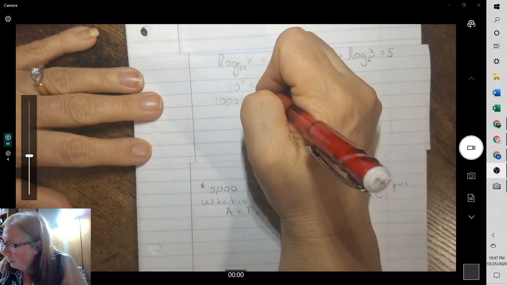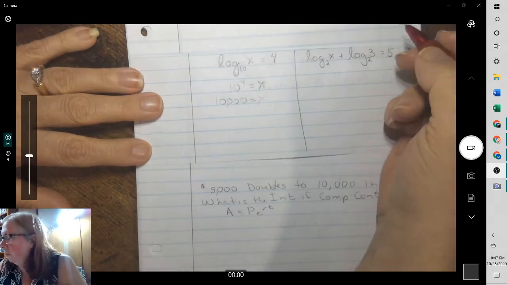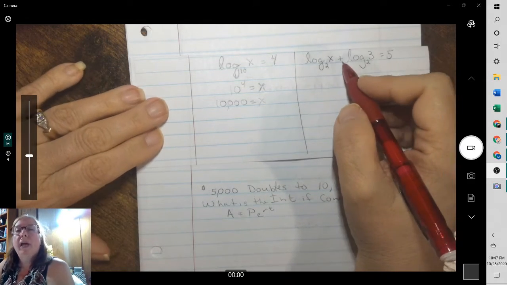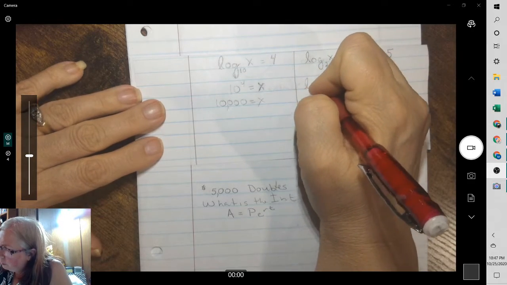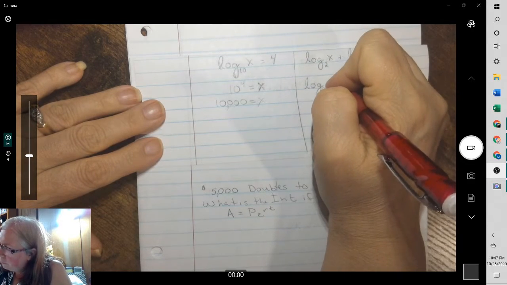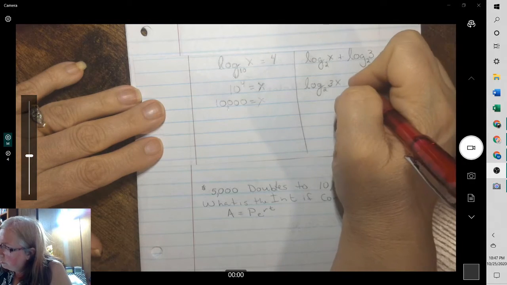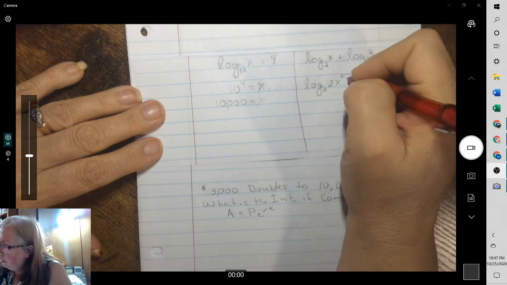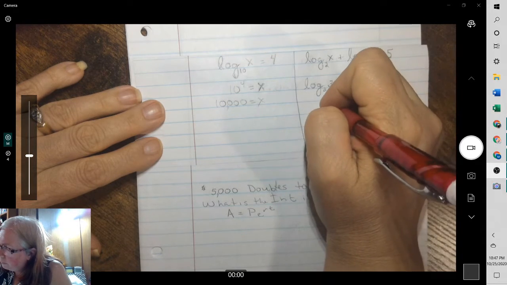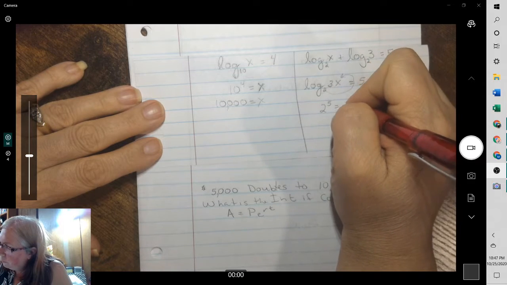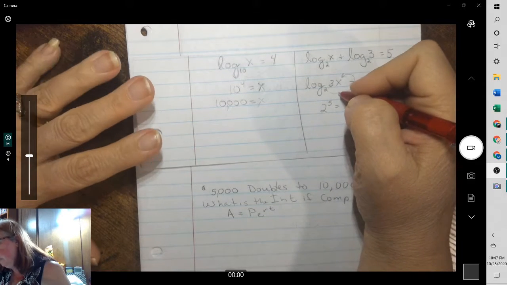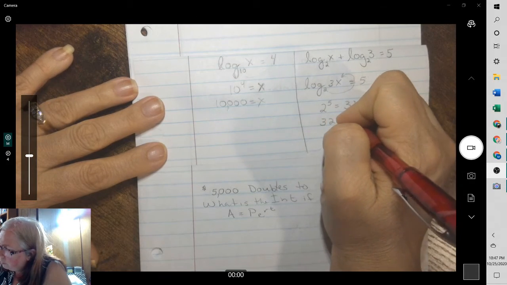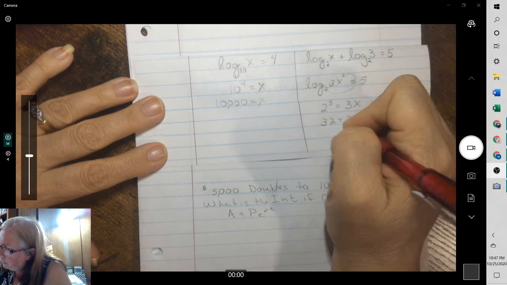So get the log by itself and then rewrite it. Here we can combine these two logs because they have the same base. When we're adding, they become a multiplication. So it's the log of 3x, and the base is 2, equals 5. Now that we have one log, we can rewrite it. Start with your base. 2 to the 5th equals 3x. 2 to the 5th, 2 times 2 is 4, 8, 16, 32 equals 3x, and divide by 3.